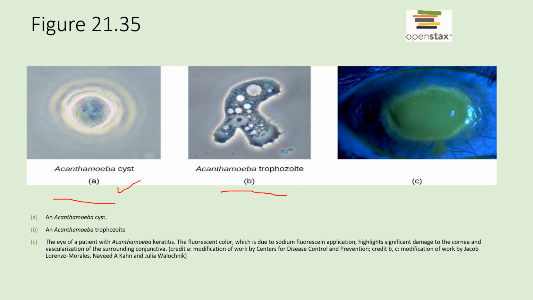And oftentimes they use a fluorescent dye to look to see if there's any damage, and that's what's been done here on this eye, where they've added a fluorescein application, and then they shine the light on it to see the damage that has been done.